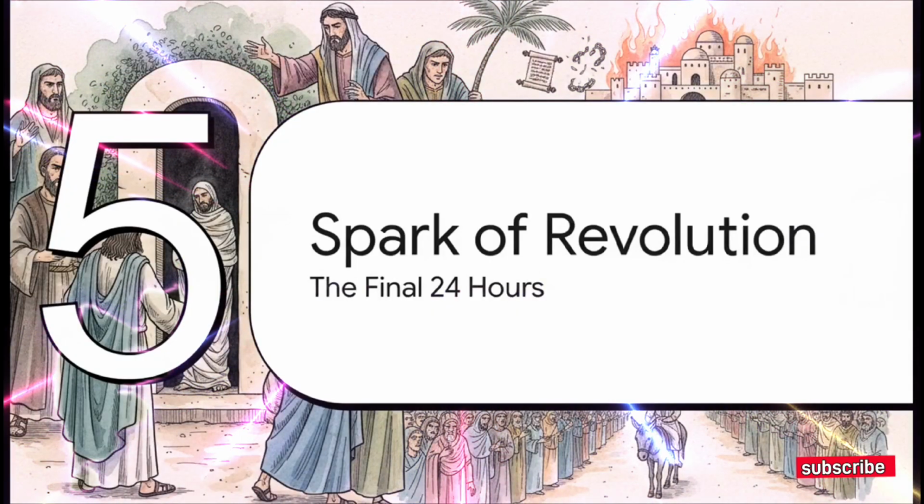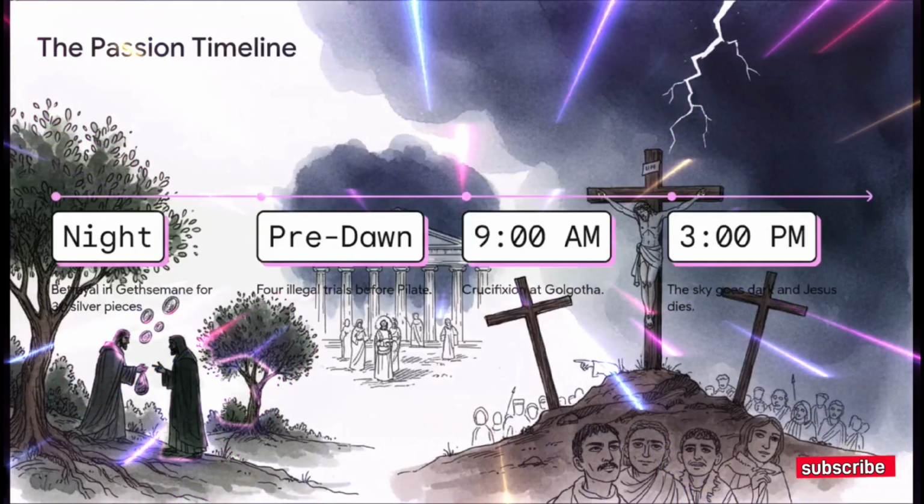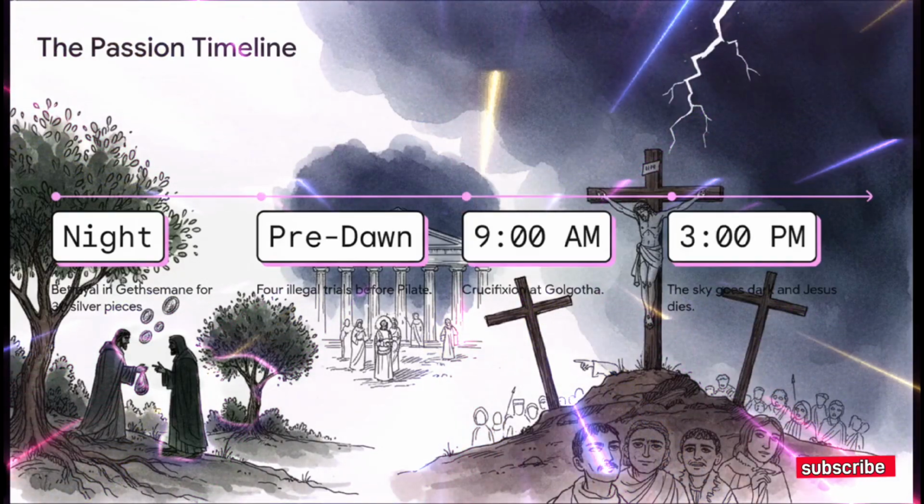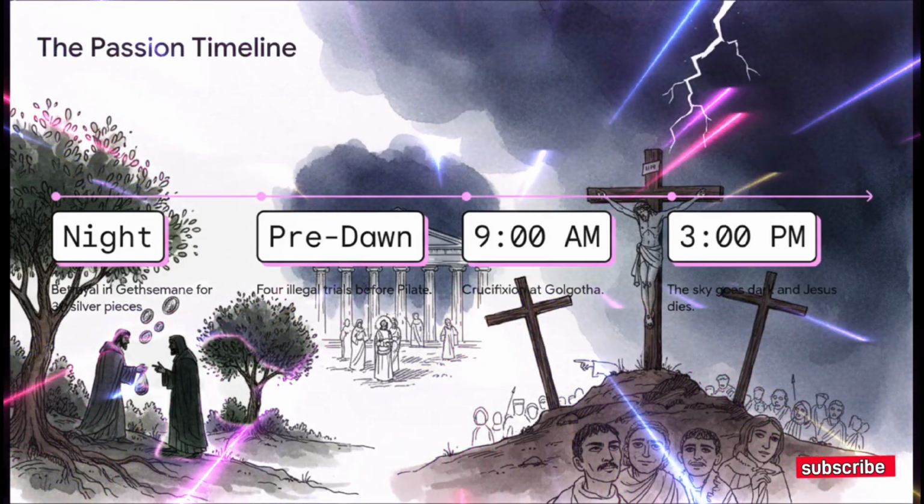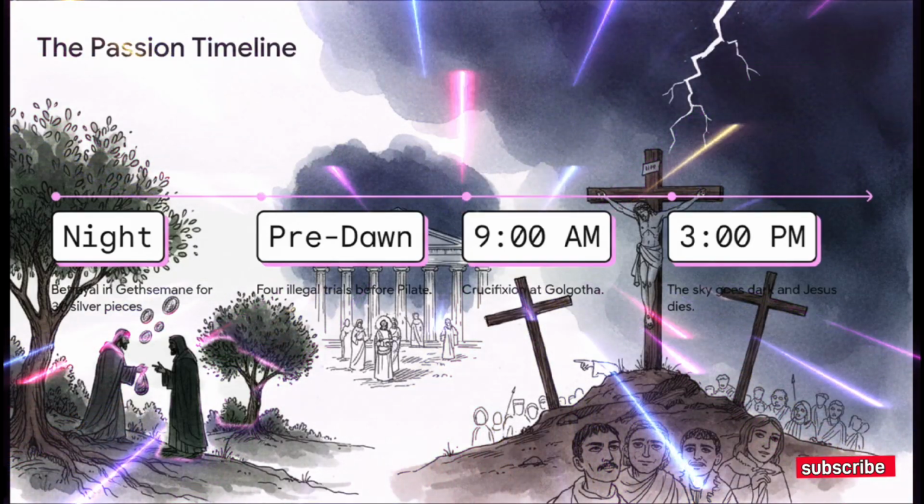Section 5. The Spark of a Revolution. The final 24 hours. Now, we are really accelerating the pace here. As Jesus heads to Jerusalem for the Passover festival, he turns his final week into an absolute masterpiece of provocation. This is the spark of a revolution. Let's walk through the ticking clock tension of the Passion timeline.